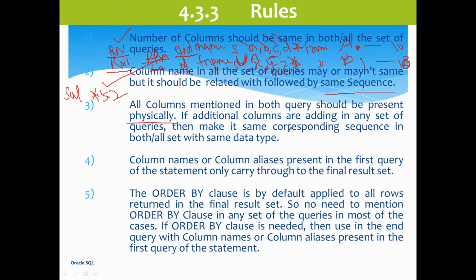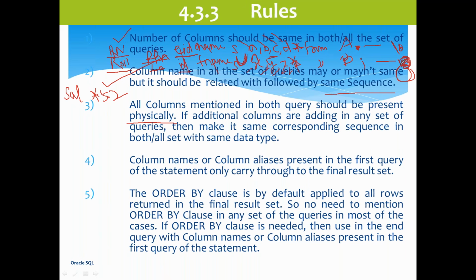If additional columns are added in any set of queries, then make them the same in corresponding sequence in all the sets, with the same data type. Suppose in the second set 8 columns are there, in the first set 10 columns, and we need all 10 columns in the output. The two columns which are not present in the second table, those two columns also we need to mention. In that case, star will not work.